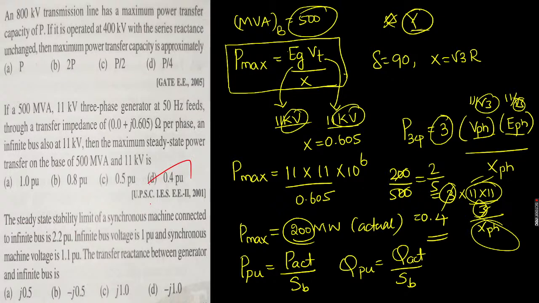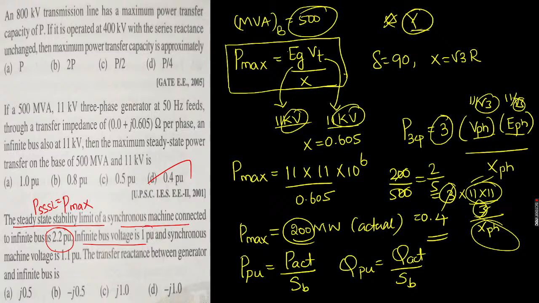Let us take the next question. The steady state stability limit of a synchronous machine connected to the infinite bus is 2.2 per unit. Steady state stability limit is called the maximum power transfer ability of the transmission line. Both are equal, that is 2.2 per unit.